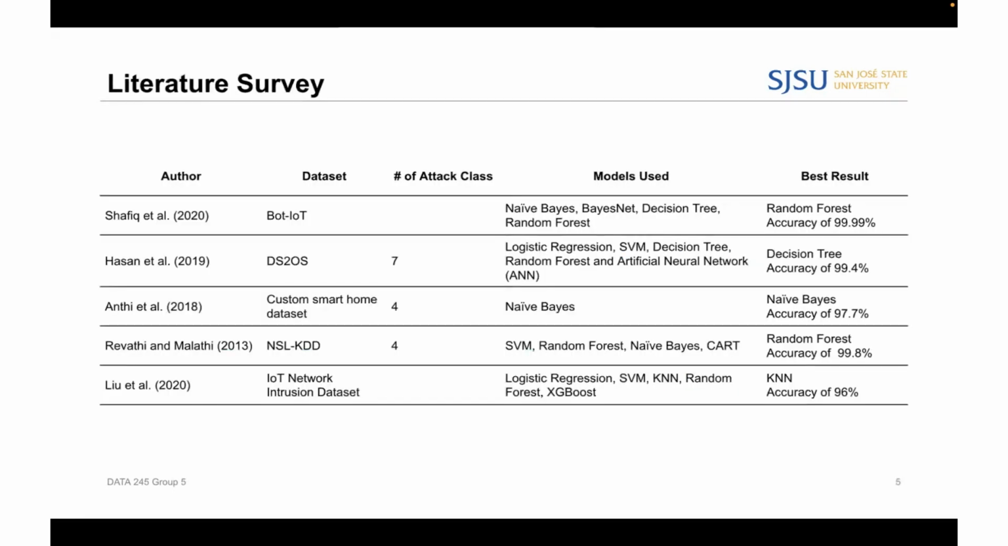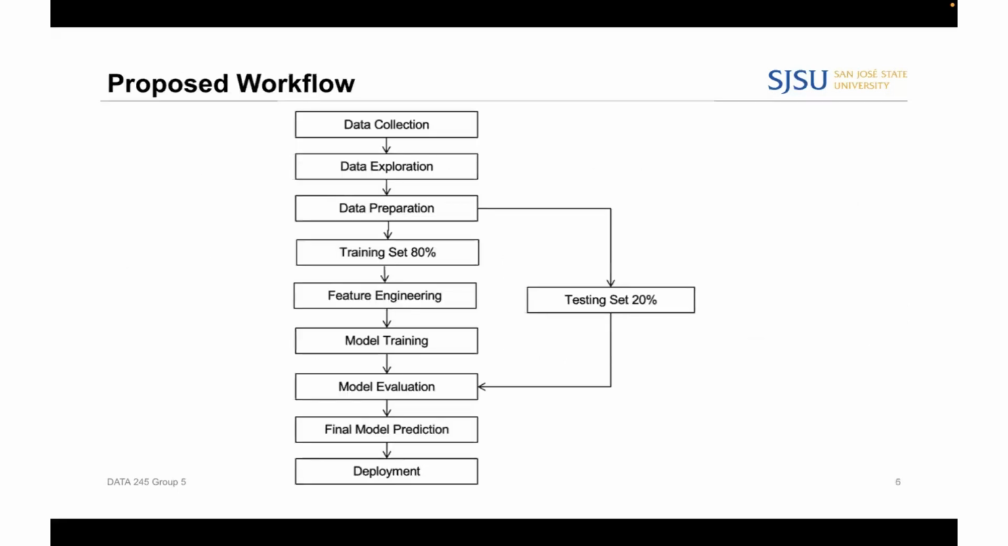For our literature survey, we selected the papers that are most relevant to our research. Compared to existing research, we use a comparable data set and achieved comparable results. This is the proposed workflow. We started from data collection and data exploration, and after the data is prepared, there is an iterative process from training and testing sets and then model evaluation, until we find the optimal model, and then we will deploy it.